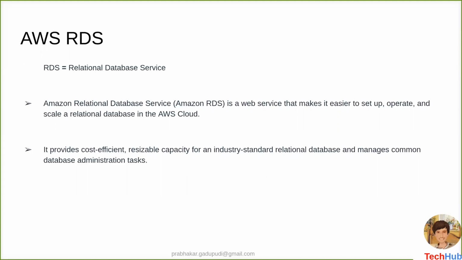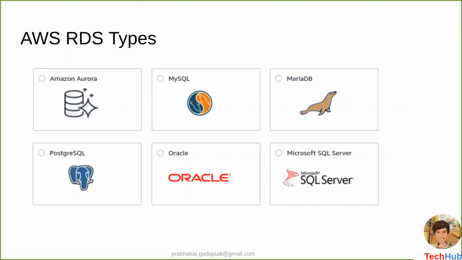And this RDS is available in 6 different types. So we can create 6 different types of databases in Amazon RDS. One is Amazon Aurora, and then PostgreSQL, MySQL, Oracle, MariaDB, and Microsoft SQL Server.